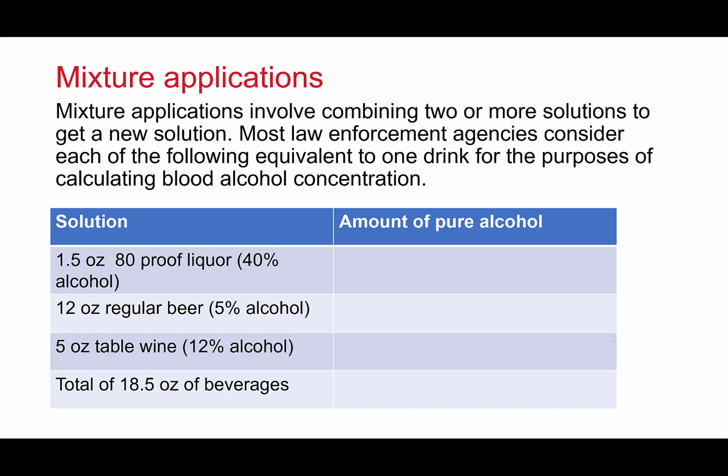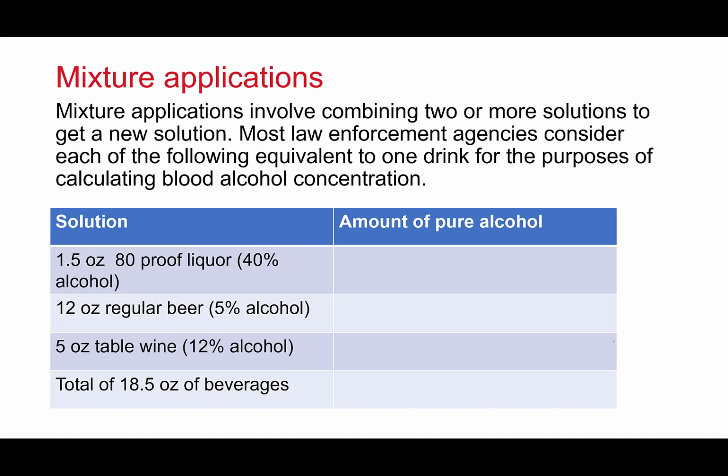One of the types of problems that we're going to deal with are mixture applications. These arise when we combine two or more solutions to get a new solution. To show you a justification for the process involved in this application, consider this information. Most law enforcement agencies consider the following drinks equivalent for the purposes of calculating blood alcohol concentration. Those drinks are 1.5 ounces of an 80 proof liquor, 12 ounces of a regular beer, or 5 ounces of a table wine.